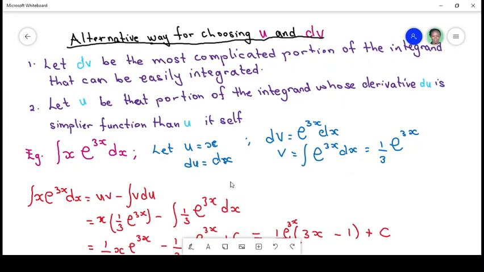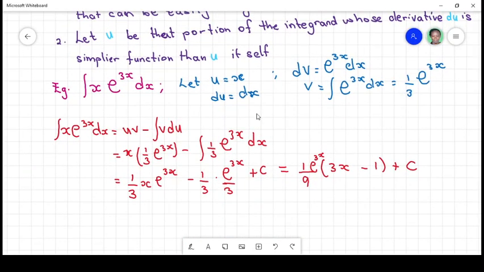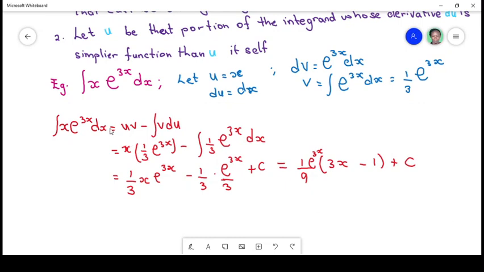Now, if I want to write this, it's what? uv minus the integral of v du. What is u? u is x, and v is this, minus the integral of this. So I still have this minus 1 over 3. If I integrate this, I get the exponential function divided by 3 plus what? A constant.